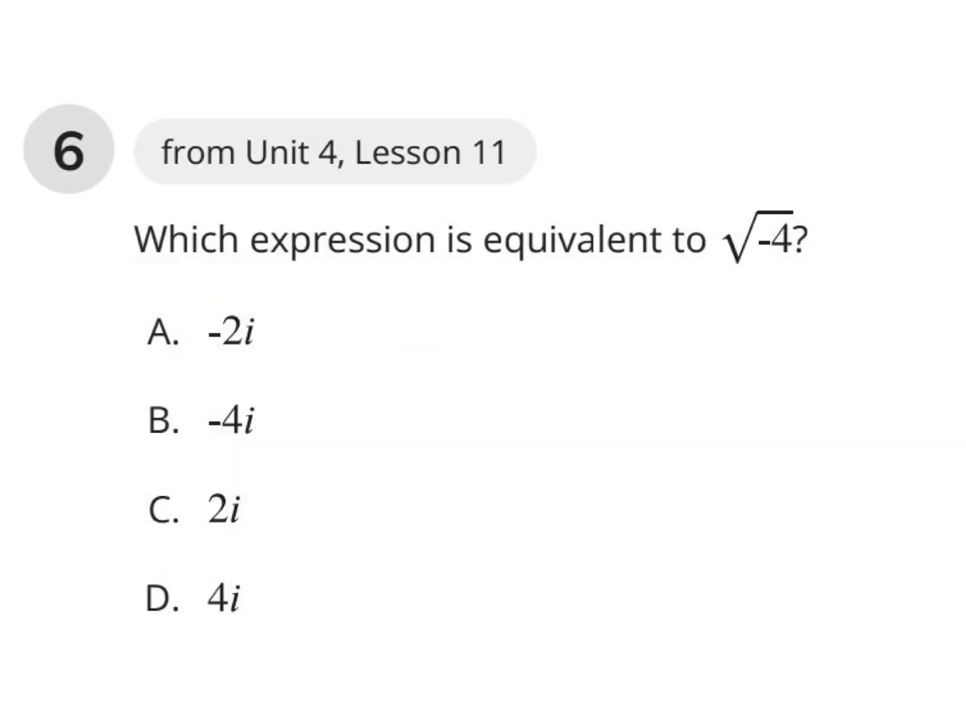Okay, which expression is equivalent to the square root of negative 4? Separate negative 4 into negative 1 times 4. This becomes 2i. C.